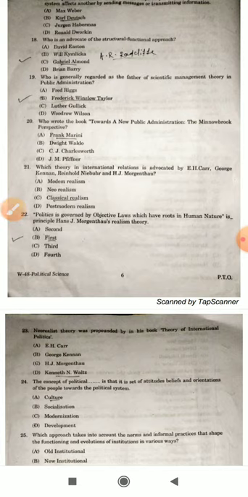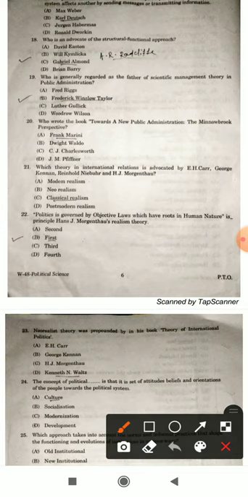Question number 19. Who is generally regarded as the father of scientific management theory in public administration? Answer is Frederick Winslow Taylor. Answer is B.